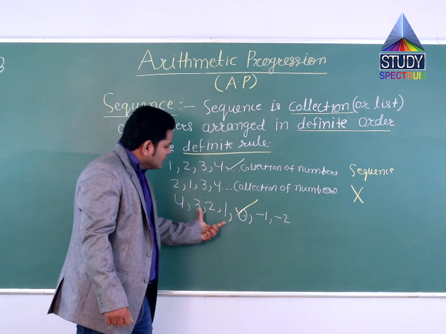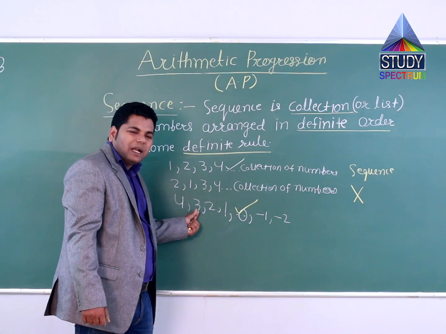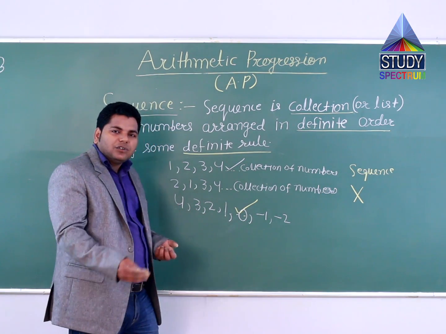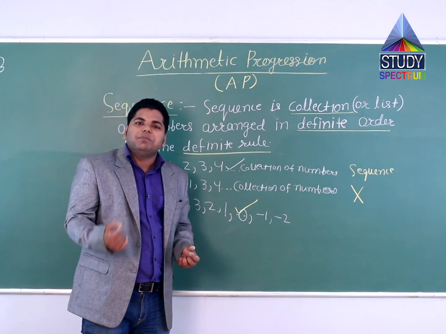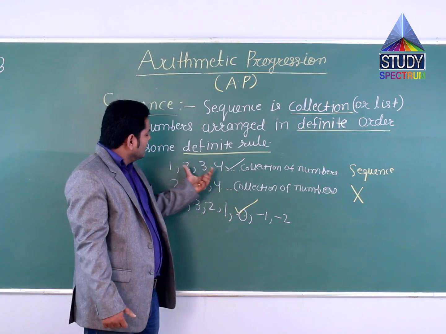So in this sequence and in that sequence, there is some regular pattern, some definite order according to some rule. What is the rule involved? Each term is 1 less than the preceding term. And 1, 2, 3, 4, dot dot dot.